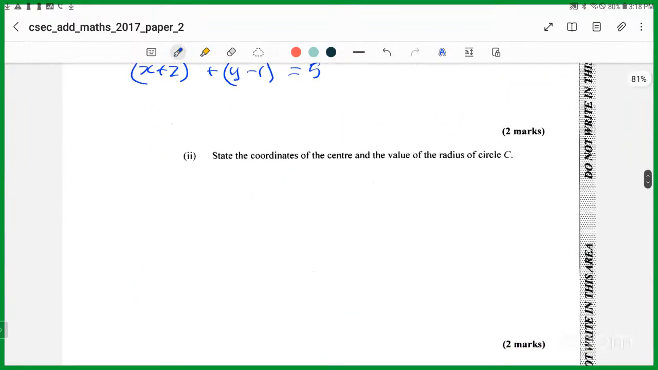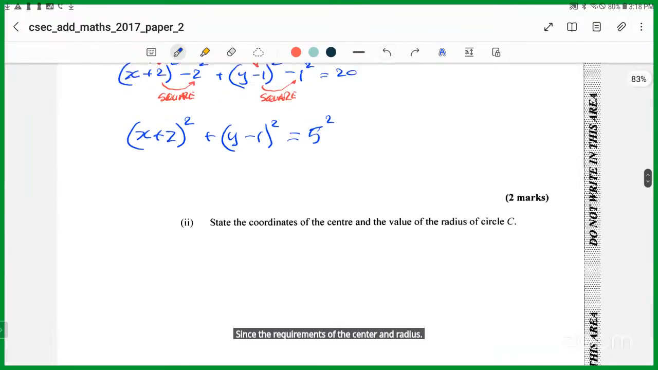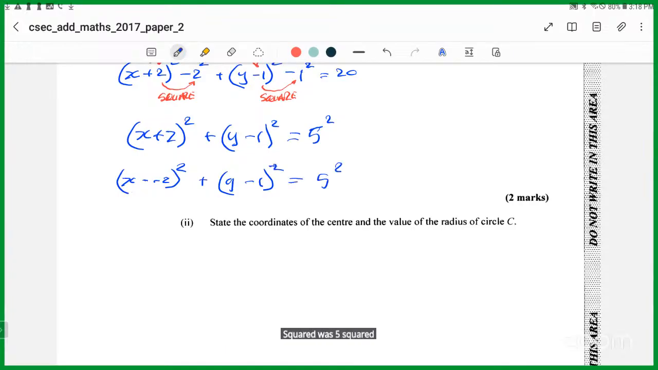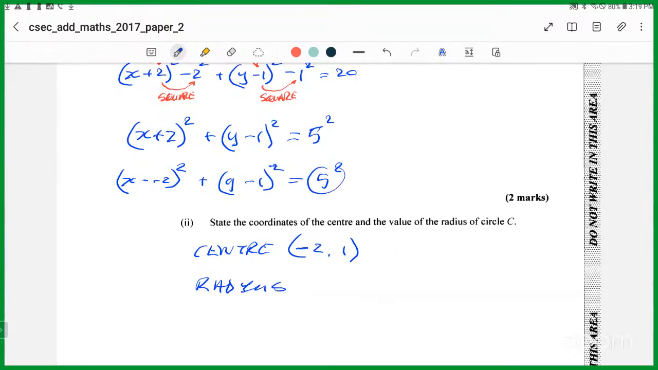Then state the coordinates of the center and the radius. Remember, this is x plus, so it's like x minus a negative 2, squared, plus y minus 1, squared, equals 5 squared. So the center is negative 2, 1. And the radius is 5 units. 5 units long is the radius. Alright, that is it.